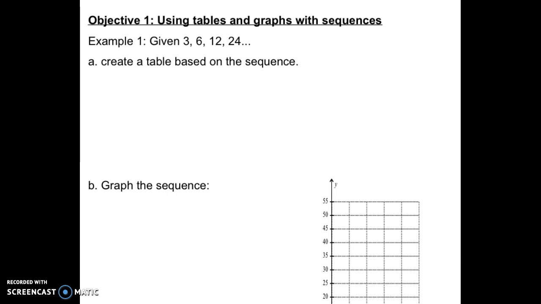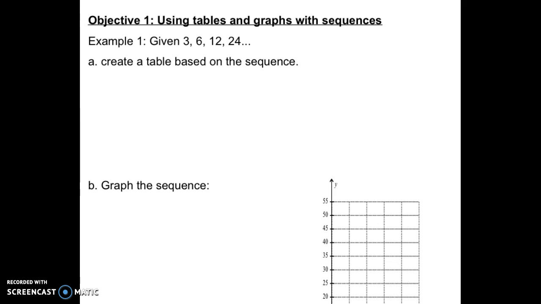All right, so let's begin with objective 1, using tables and graphs with sequences. So being able to draw a table and then also being able to tell me what's the third term or where is the positioning of that. Example 1 says given the sequence 3, 6, 12, 24, I'm going to first use a table and then interact it with a graph. So eventually you're going to have to be able to tell me, is this arithmetic or geometric based on prior learning?